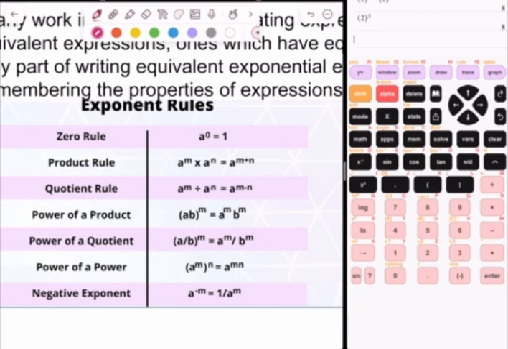Now, the power of a product or power of a power rule says that each thing on the inside gets an exponent, so the 1 and the 1 if you don't see one, and you multiply it by the outside exponent, kind of like you're distributing that exponent.